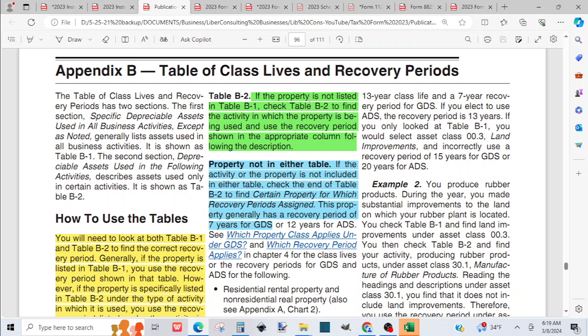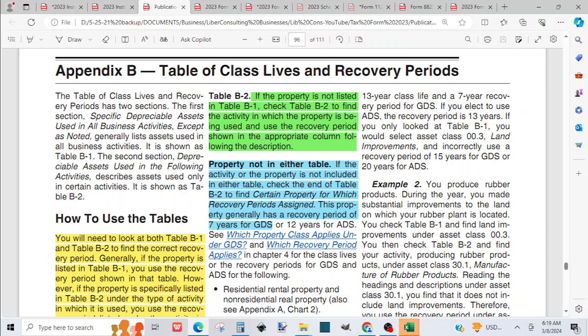Table B2: if the property is not listed in table B1, check table B2 to find the activity in which the property is being used and use the recovery period shown in the appropriate column following the description. And then they have a section for if your activity is not in table B2 and the property is not in table B1, they have certain property for which a recovery period is assigned. You will use that, but again, I'm not going to concern myself much about that one.